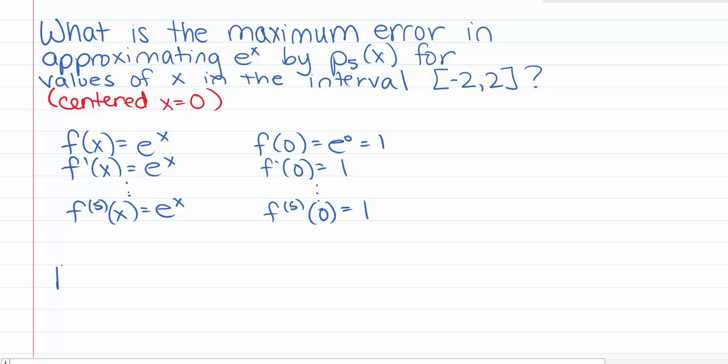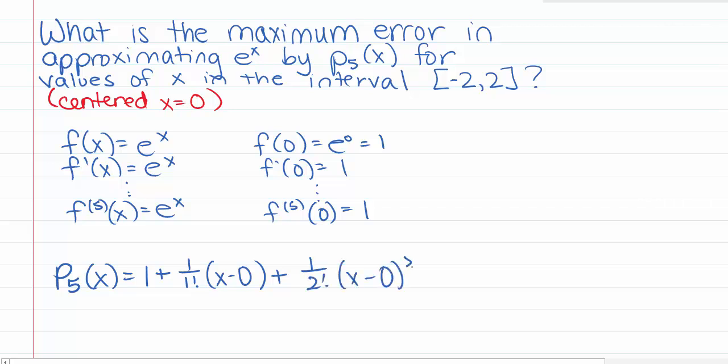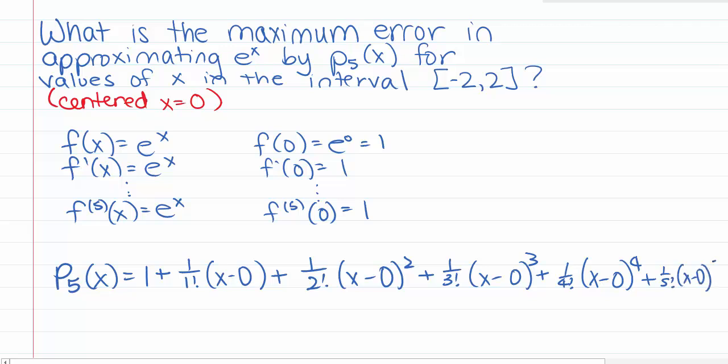pretty quickly figure out that p sub 5 of x is going to be 1 plus 1 over 1 factorial x minus 0 plus 1 over 2 factorial x minus 0 squared plus 1 over 3 factorial x minus 0 cubed plus 1 over 4 factorial x minus 0 to the 4th plus 1 over 5 factorial x minus 0 to the 5th. And that's just because every one of those derivatives evaluated at 0 gives us 1.